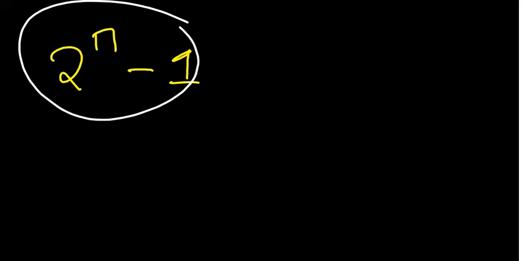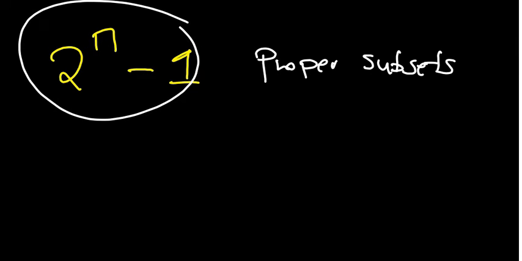So that is the formula for finding the number of proper subsets. Proper subsets are very important to understand. That formula is going to be very useful as we look at proper subsets. Now, what if you look at an empty set?